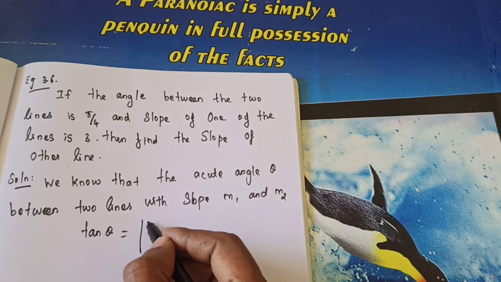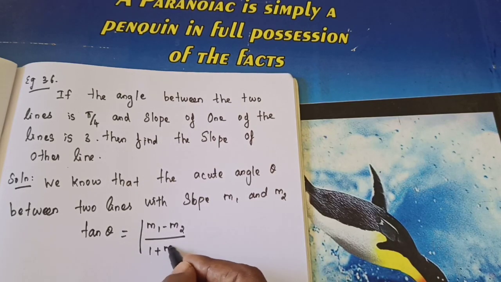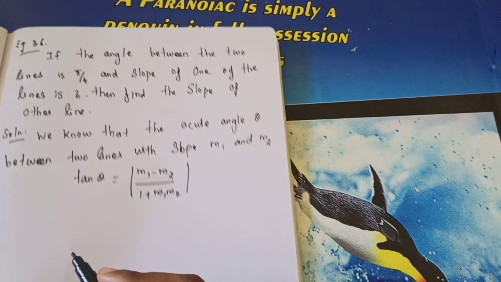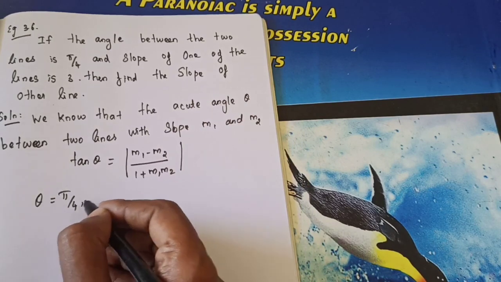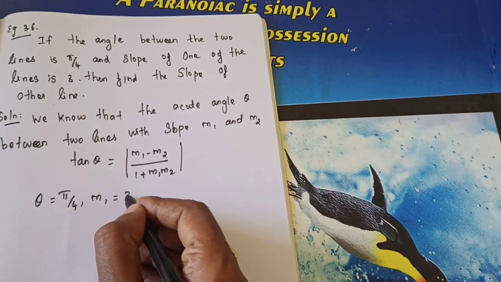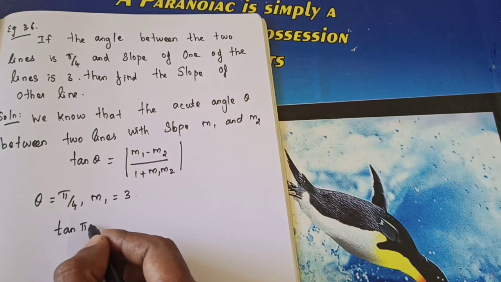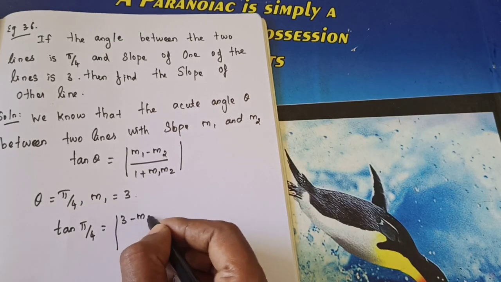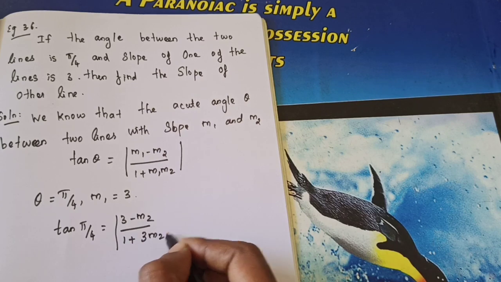Tan theta is equal to modulus of m1 minus m2 divided by 1 plus m1 into m2. So in your question, the theta value and m1 value are given. Okay. So theta equal to pi by 4 is given. m1 is given as 3. Now substitute in the formula. Tan pi by 4 is equal to modulus of 3 minus m2 divided by 1 plus 3 into m2.